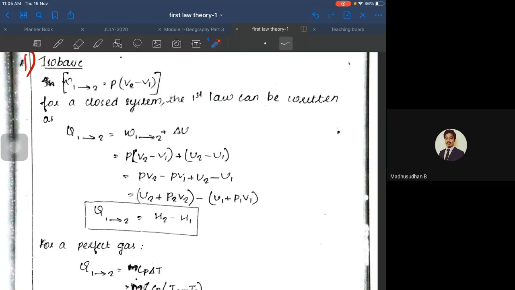Yes, sir. Okay, so let us see in brief. What is the work done from 1 to 2, which is isobaric? W is equal to P into (V2 minus V1), which is the same thing substituted here.